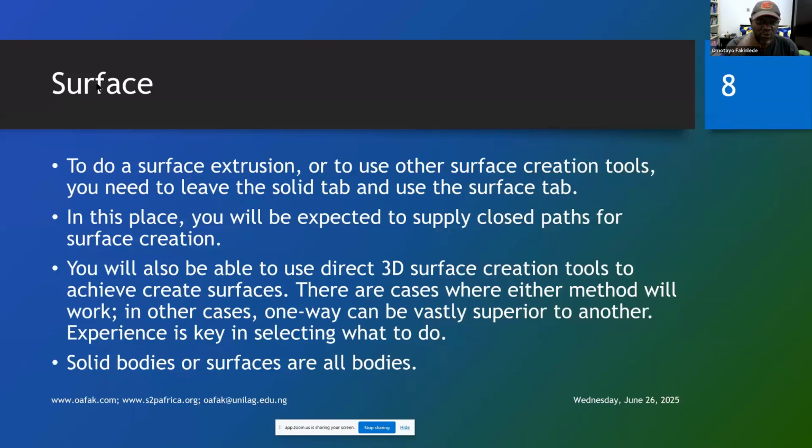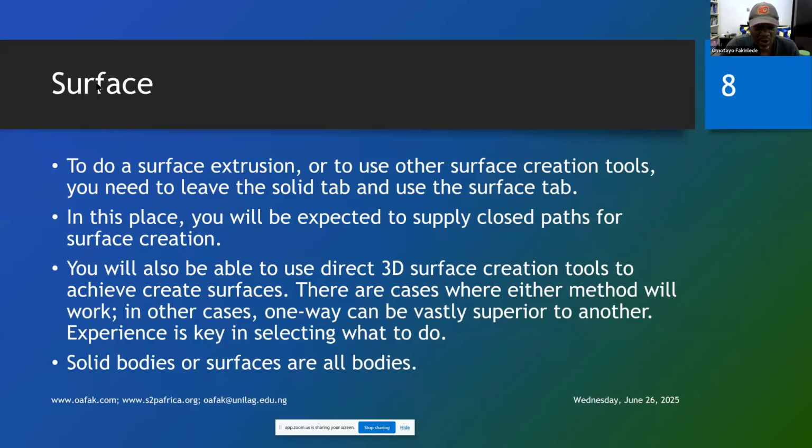Okay, so to do a surface extrusion or use other surface creation tools, you need to leave the solid tab and use the surface tab. In this place, you will be expected to supply closed paths for surface creation. You'll also be able to use these surface creation tools directly to create surfaces. There is an error there with the grammar. There are cases where either method will work. In other cases, one way can be vastly superior to another. Experience is the key in selecting what to do.